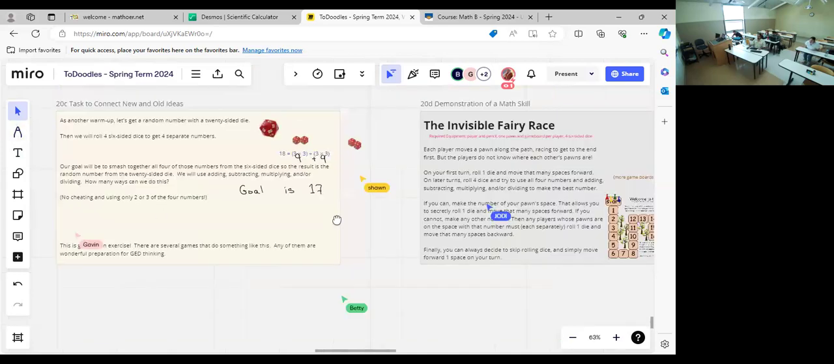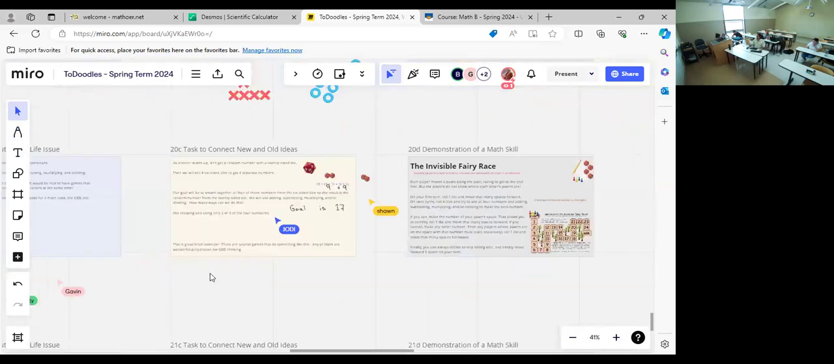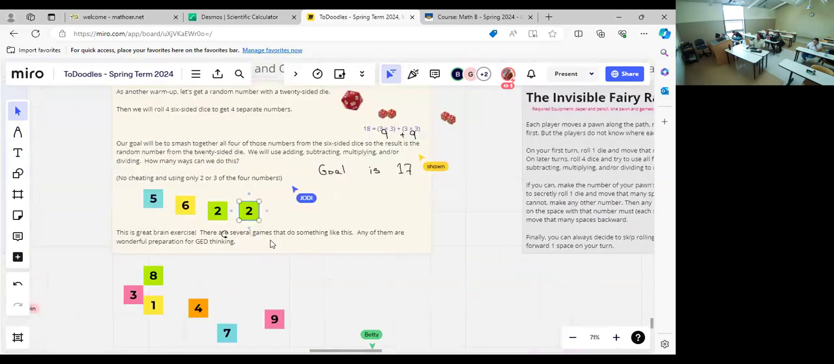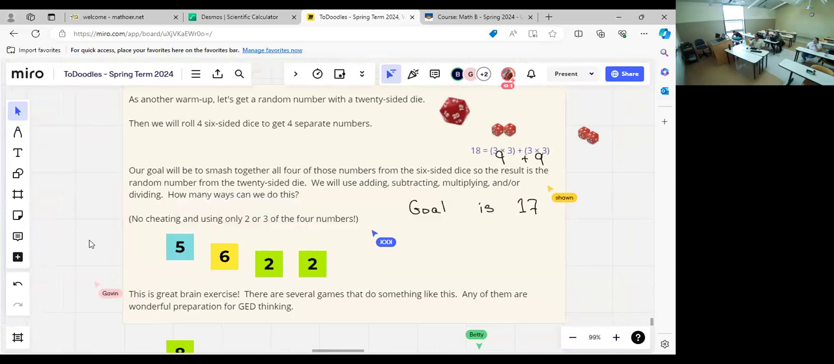Okay, what I actually want to do, come to think of it, is grab these numbers here. 5, 6, 2, and another 2. So how can I put those together to get to 17? It doesn't always work, but it works surprisingly often. 5 and 6 gets us 11. I could do 5 times 2 is 10, plus 6 is 16, plus 2 more is 18.